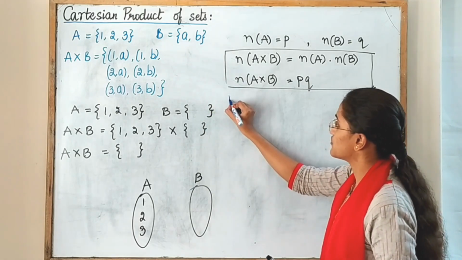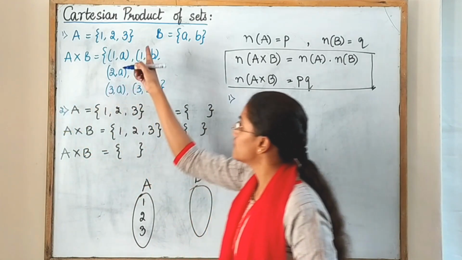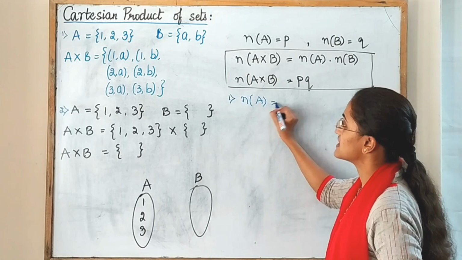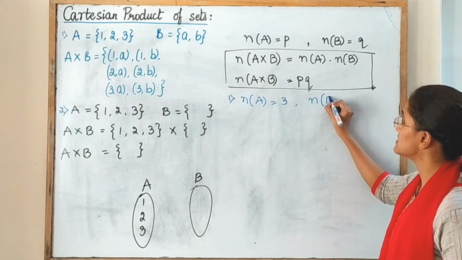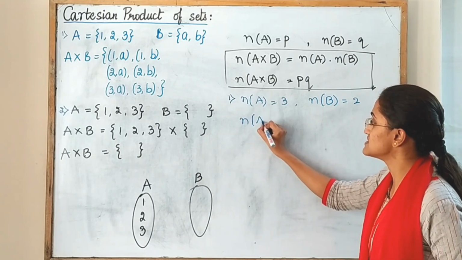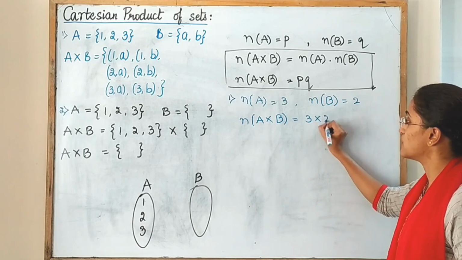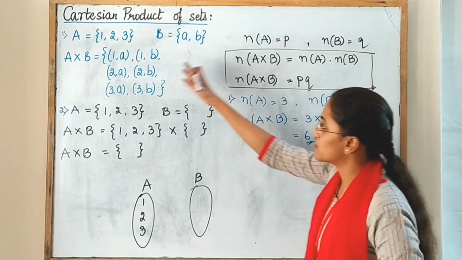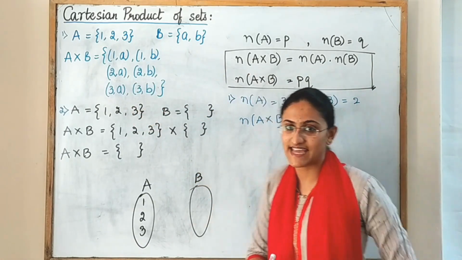Now the first one, you can take this as the first and this as the second one. For the first one, the number of elements in A is 3 and the number of elements in B is equal to 2. Now the number of elements in the Cartesian product will be equal to 3 into 2 according to the formula, and hence 6. Now go on checking in the Cartesian product, you can find 6 elements.